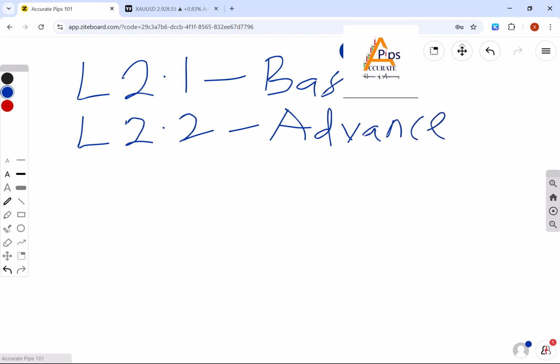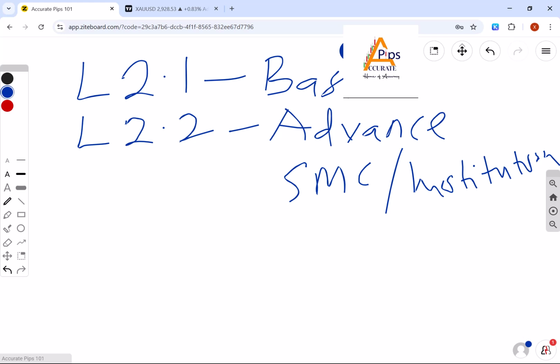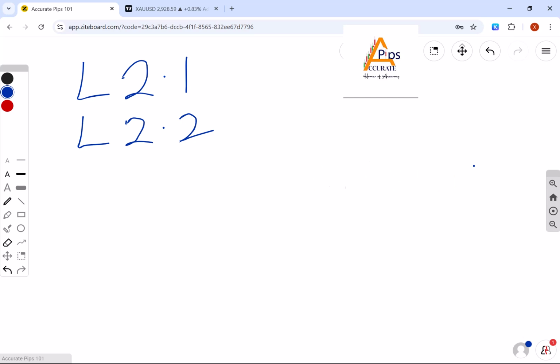The reason why I break it down into two is that there are terms that we generally use throughout, but the other terms we will be using specifically under SMC, or what we call smart money concept, or institutional trading. Those will be under the advanced. The basic terms are general terms, whether you are doing advanced or any of the strategies you are doing. You use them, they are general. So in this lesson, we will be looking at lesson 2.1, which is the basic terminologies.